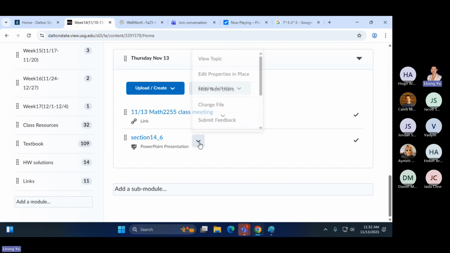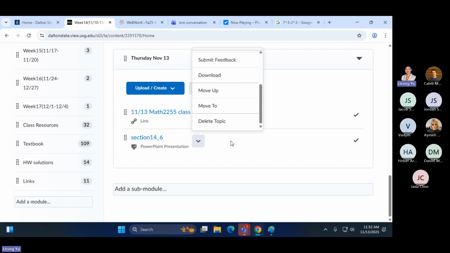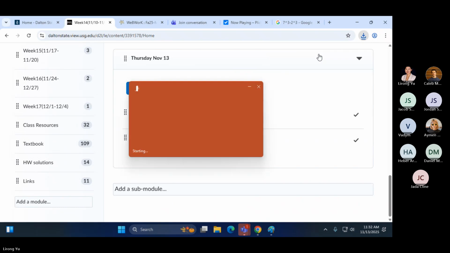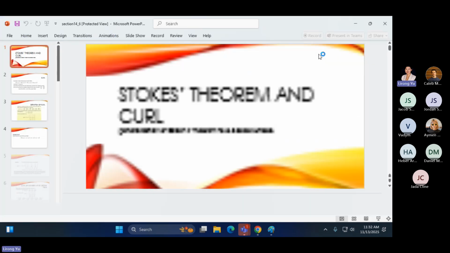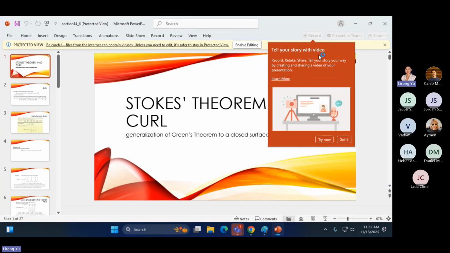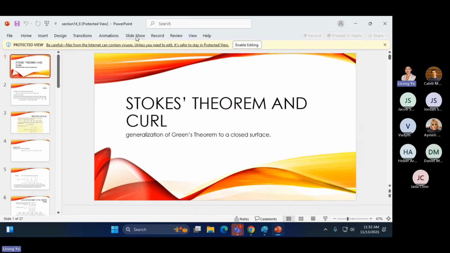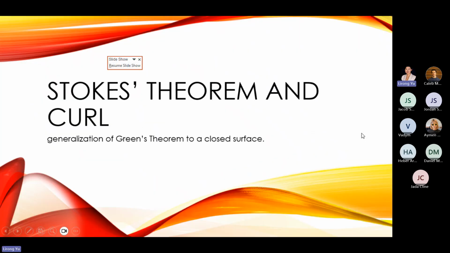So right now, today, this is the last section of the material. We're going to talk about a really fancy theorem. It's called Stokes Theorem. So the title is Stokes Theorem and Curl. As you can see, we'll be talking about how to calculate another thing about a vector field.